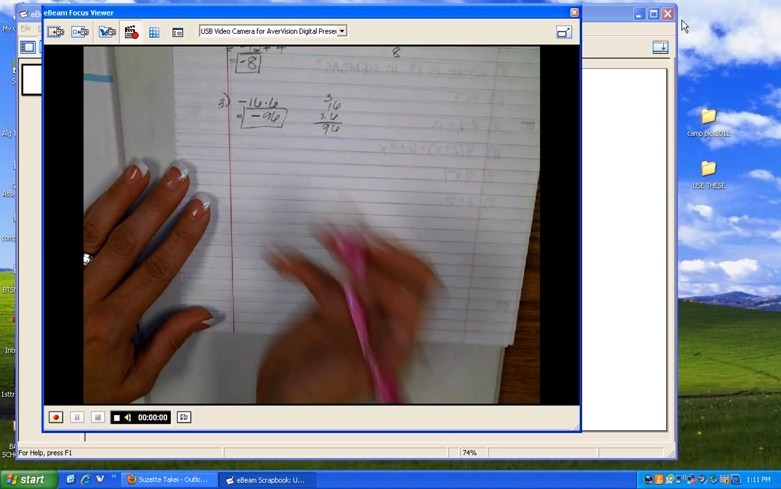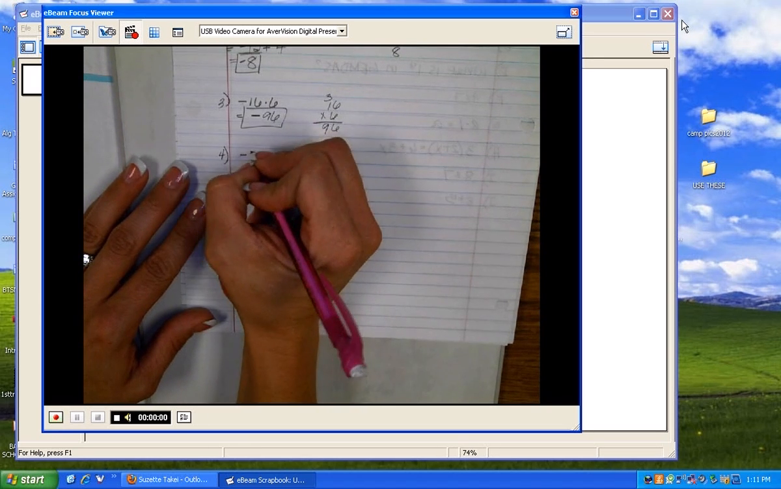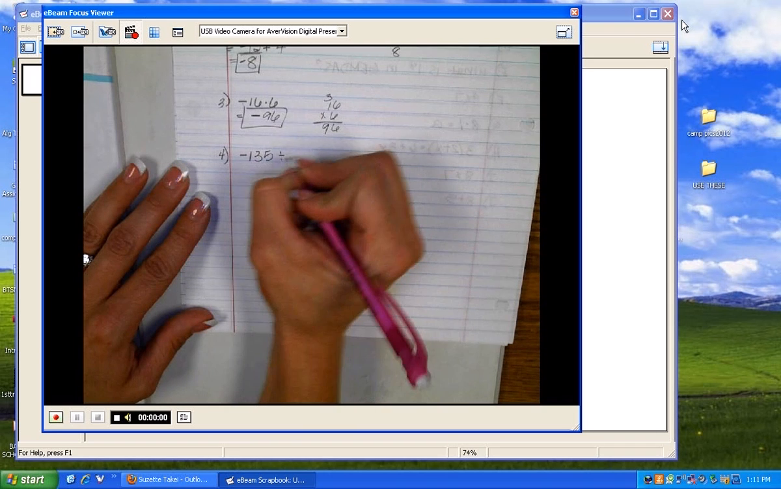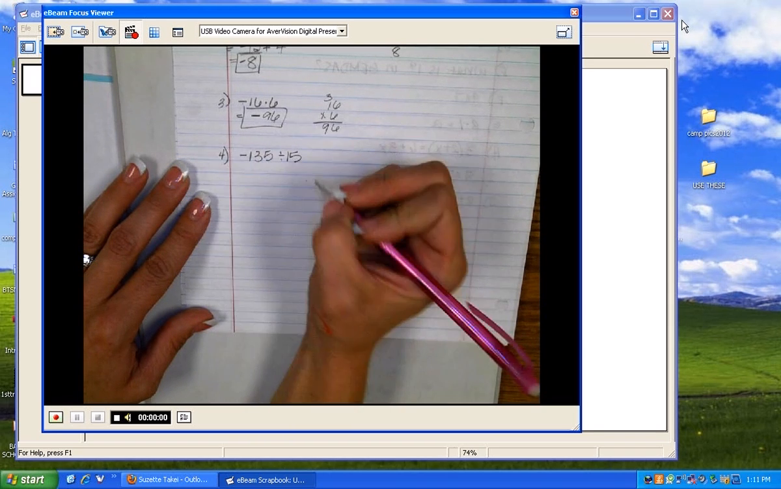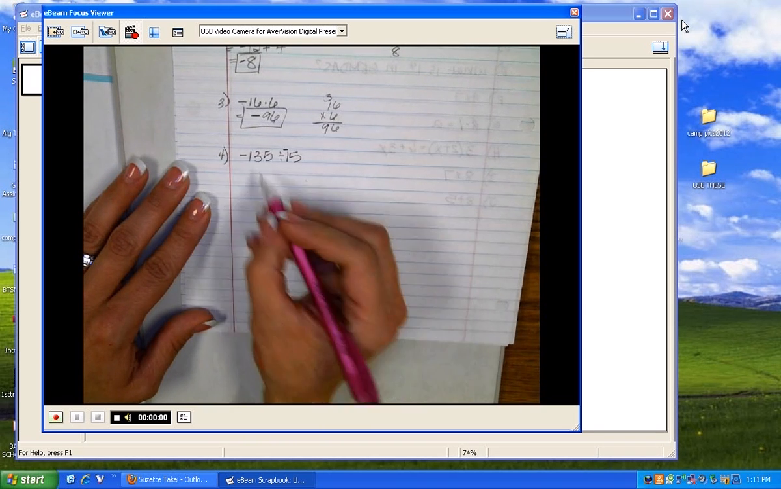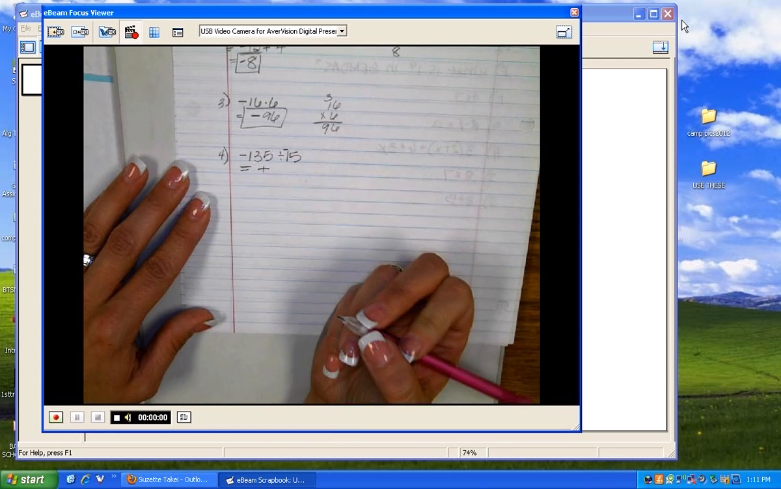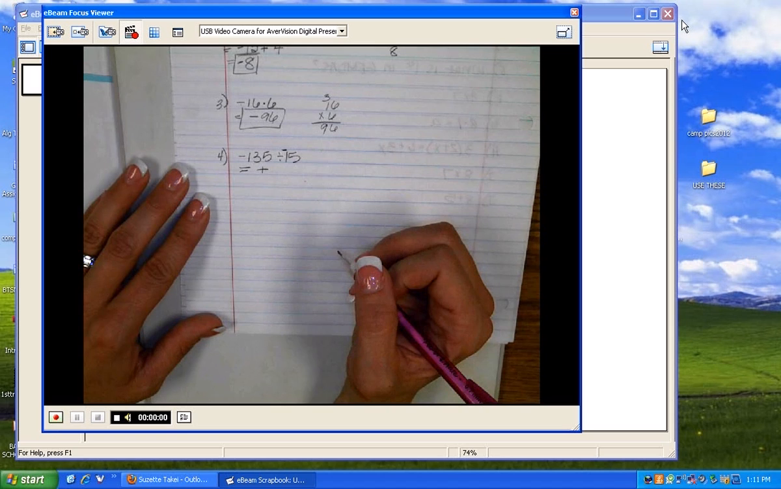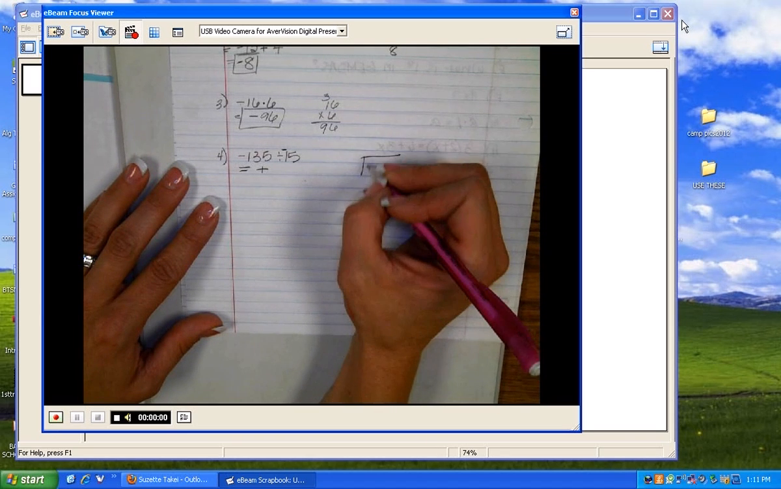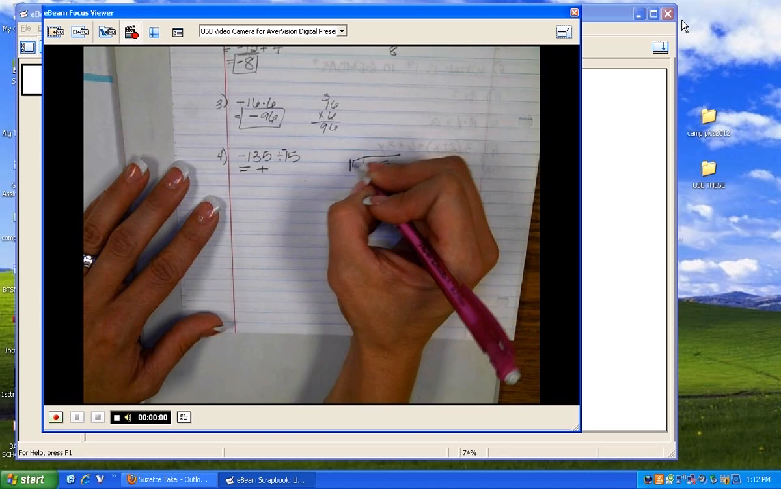Number 4, negative 135 divided by 15. The 15 is also negative, so I have a negative divided by a negative, so I know my answer is going to be a positive. Now I have to do the math. I can do long division, 135 divided by 15. I can do some multiplication.